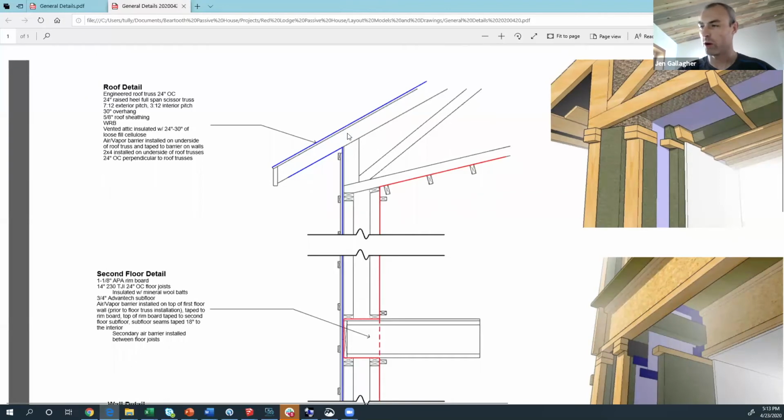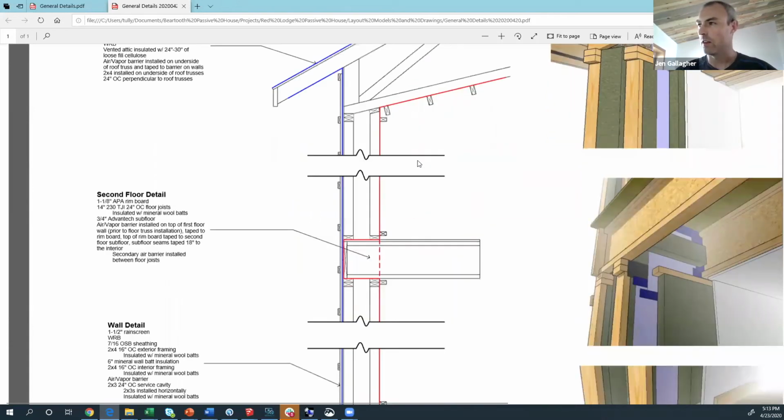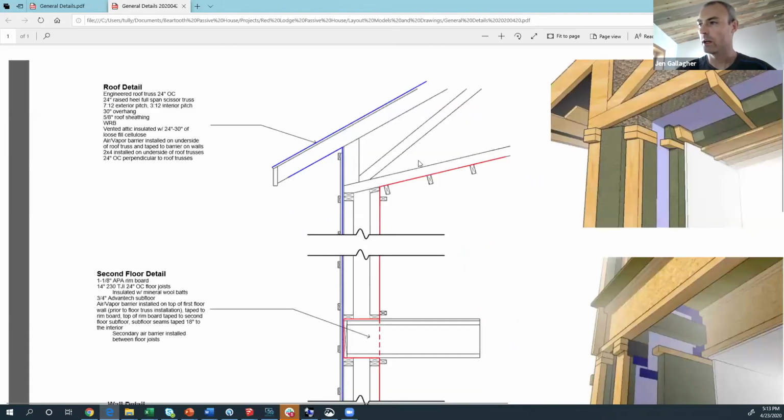Okay, and Aaron asked about venting. So we've got a 24-inch raised energy heel on our trusses. And then I'll show some pictures of what that venting looks like as we get a little bit further. So any questions on that overall look?